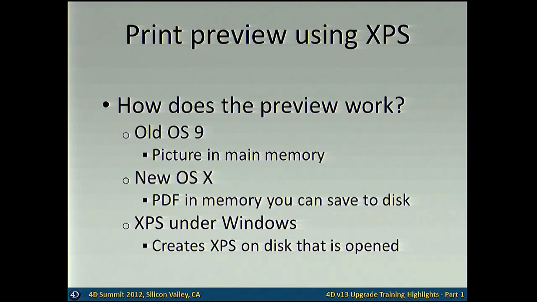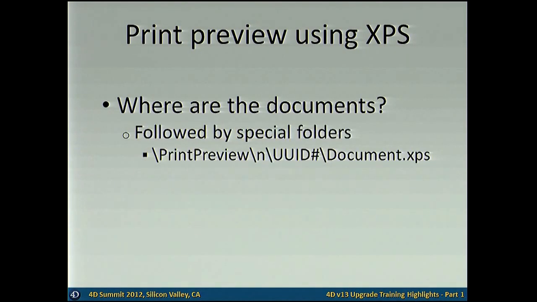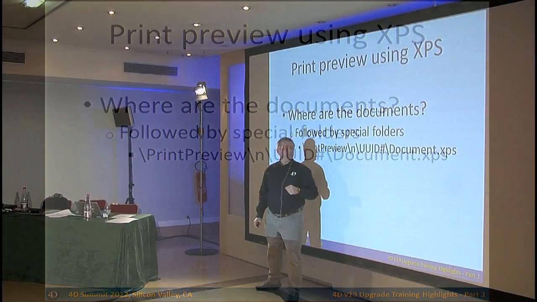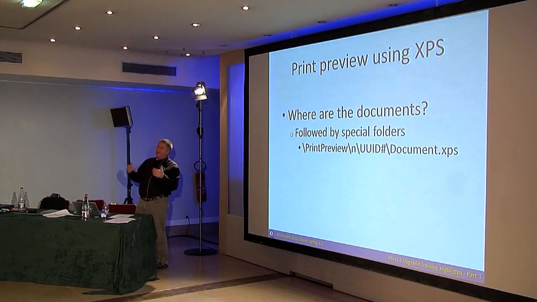Now, 4D works the same with different technologies on both platforms. The documents are stored in the user folders, in the AppData folder under Windows, or the Local Settings folder under XP, followed by a special folder, a Print Preview folder, folders named from 1 to 9, with a UUID folder inside, and then a document named Document 1, 2, 3, or whatever, .xps. And these documents are, like I said, device independent. You can take these documents and print them on every Windows machine, on every printer, and they all look the same.